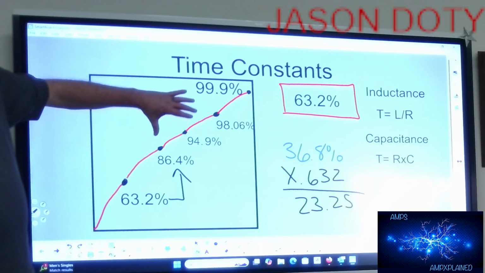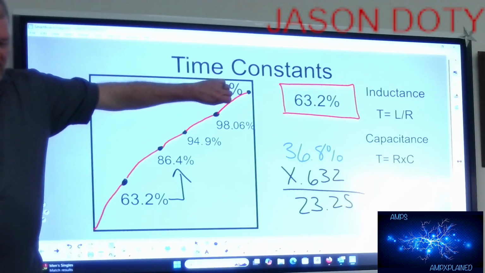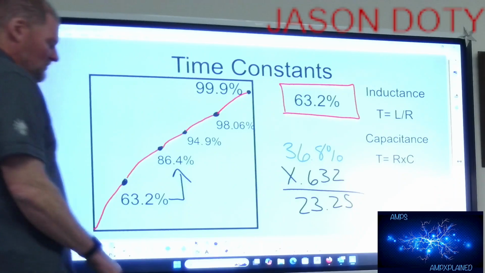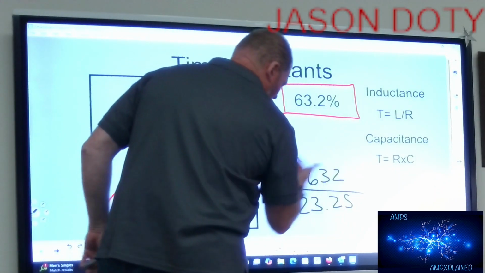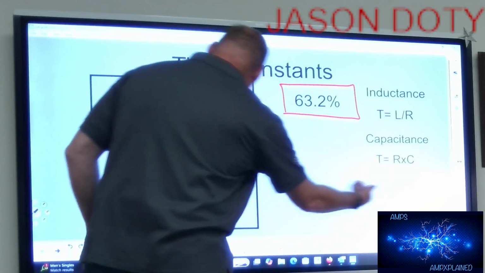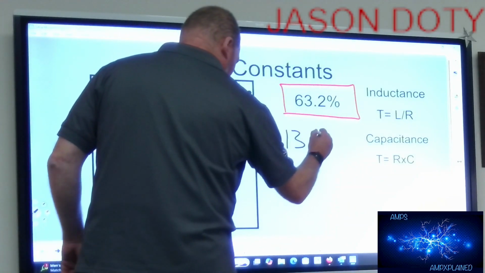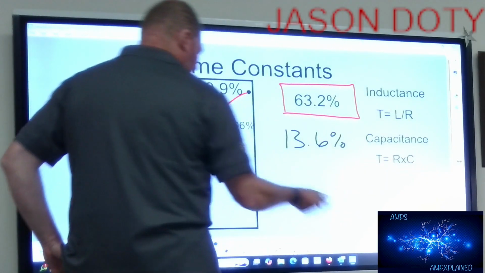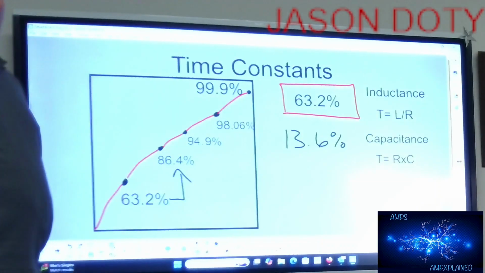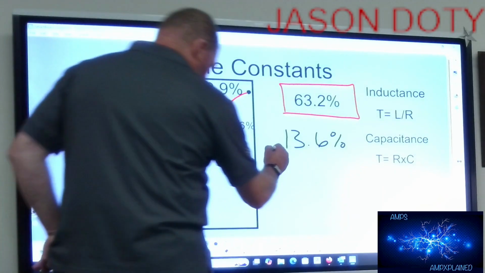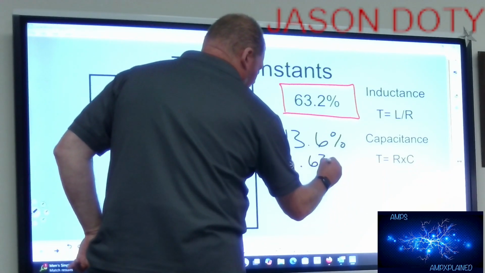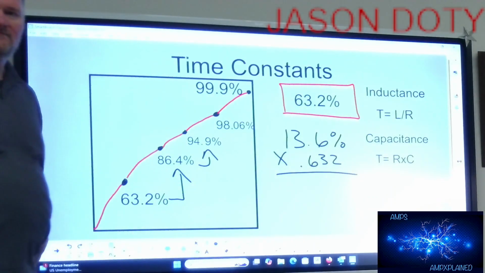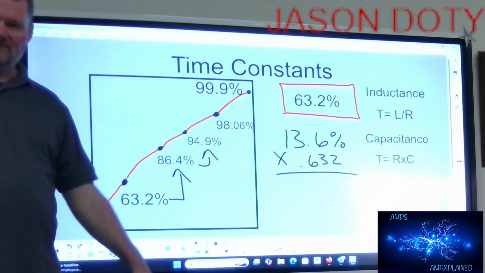But now you can start to see why it takes a lot longer to get to fully charged here, because there's not 36.8% left anymore. What we have left to get to 100 is 13.6%, right? Or 13.6% would get us to 100 and we would be done, but it doesn't work that way, does it? We have to multiply that by 0.632, and then we get up to 94.9%, and so on and so forth.